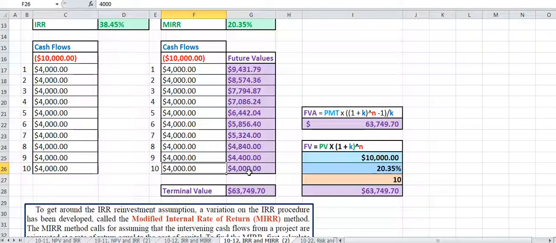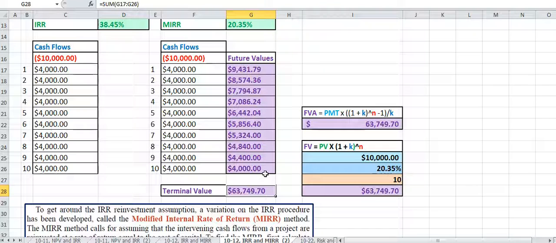Now, we can also come up with the same answer, and that's what gives us our terminal value. Since all these cash flows are the same, this acts exactly like the future value of an annuity, which I've put in right here. So this formula is just the future value of an annuity formula. And once again, since all these cash flows are equal, this will give us the same answer as here.